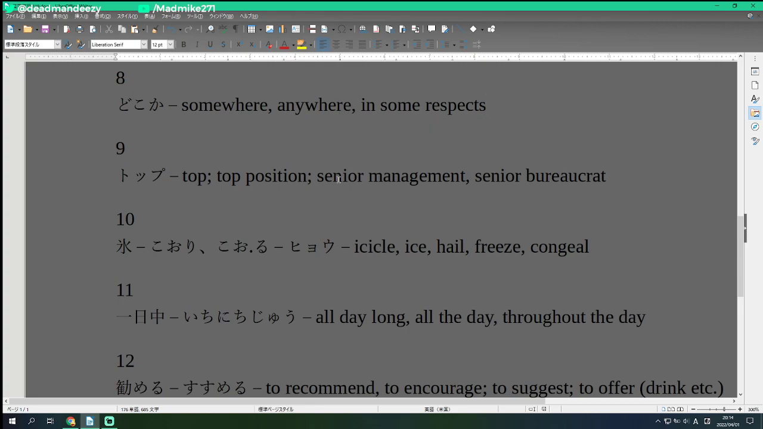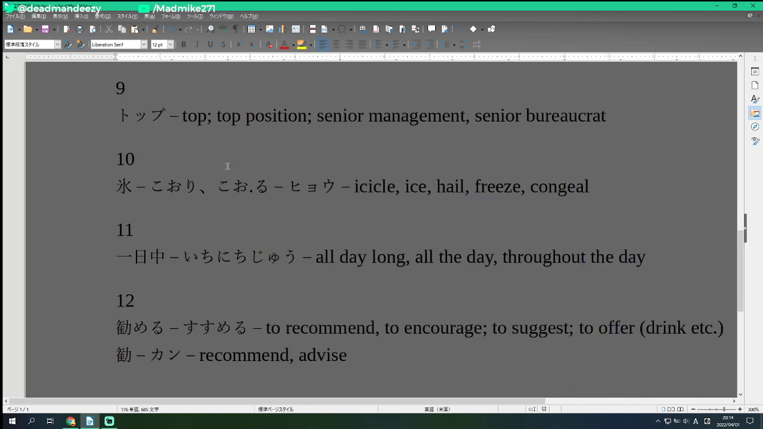Number 9 is top. Top is top in English. The top position is slang for it. It can also mean senior management or a senior bureaucrat, as in the top of your organization.